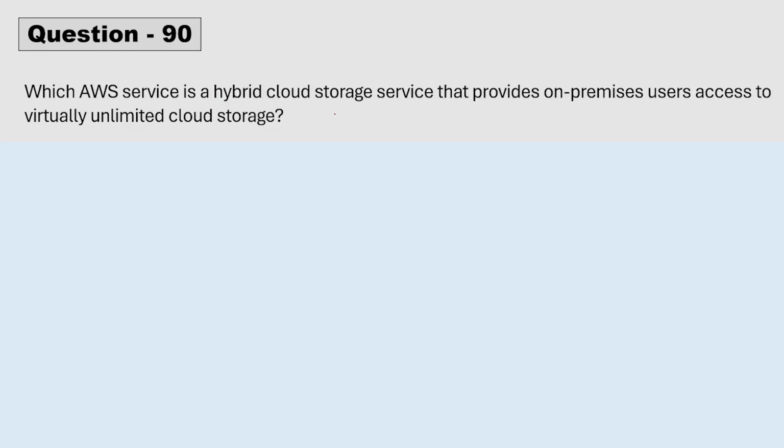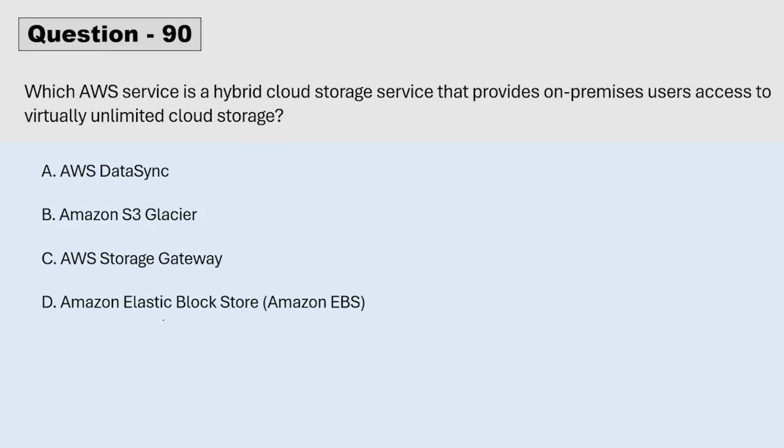Now question number 90. Which AWS service is a hybrid cloud storage service that provides on-premises users access to virtually unlimited cloud storage? Here are the options. AWS DataSync, Amazon S3 Glacier, AWS Storage Gateway. Option D, Amazon Elastic Block Store, that is Amazon EBS. Take your time to guess the correct one.